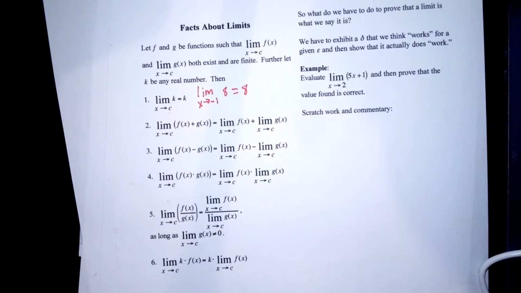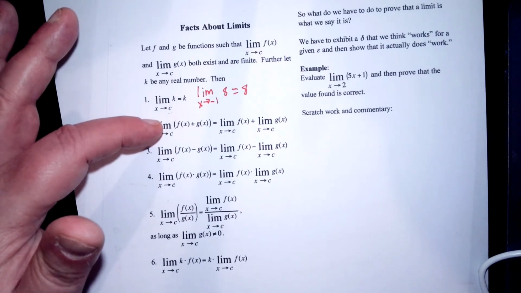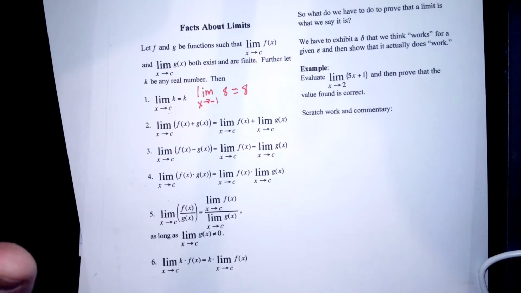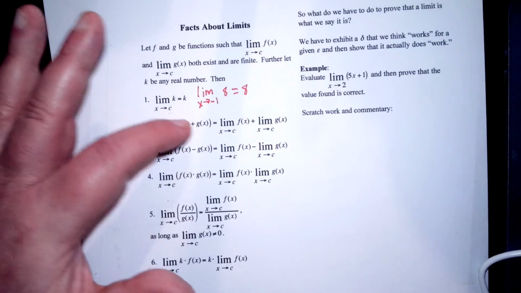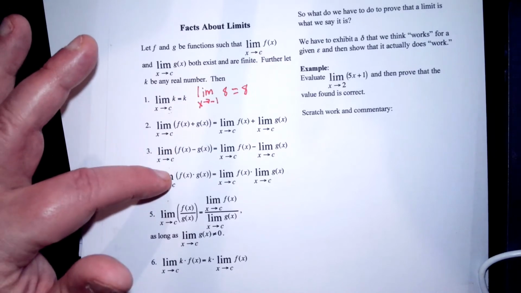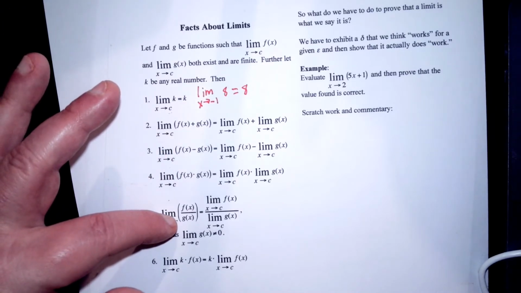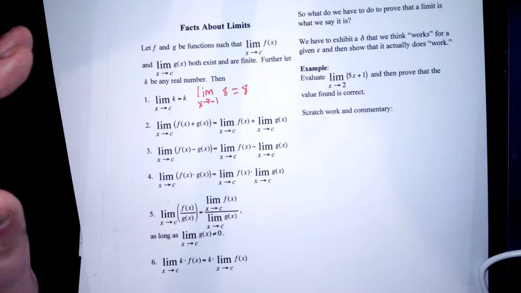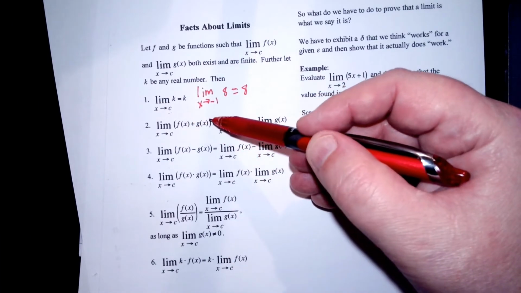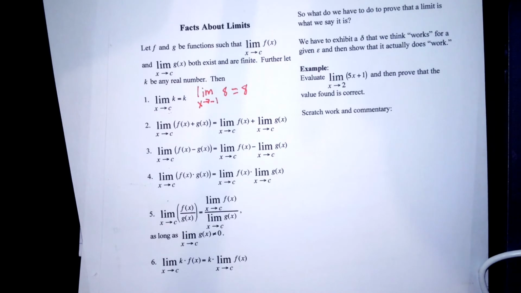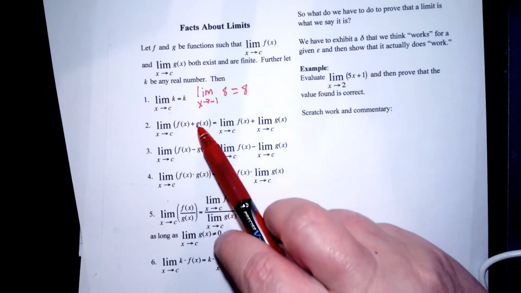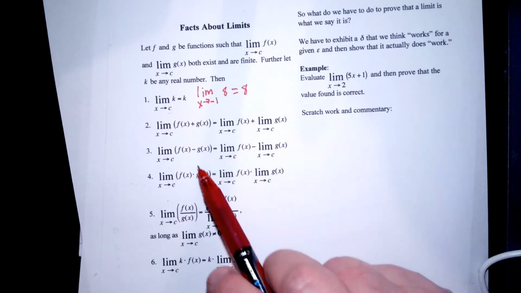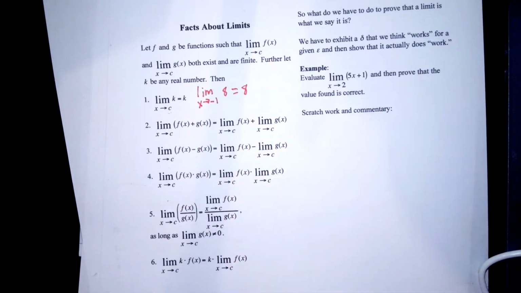Now, these next facts, 2 through 5, are all fairly similar. What they tell you is that if you've got two or more, in fact any finite number of functions, added together or subtracted or multiplied or divided, and you need to find the limit as x tends to c of this result, what you can do is take the limit of this part and the limit of this part, and then combine the results that you get using addition, subtraction, multiplication and division.